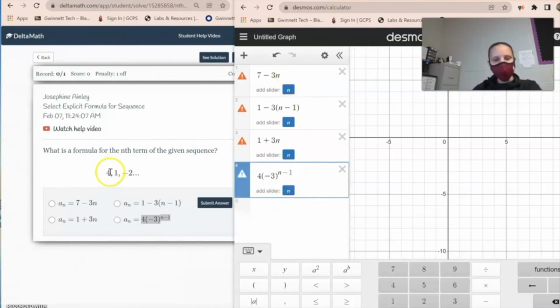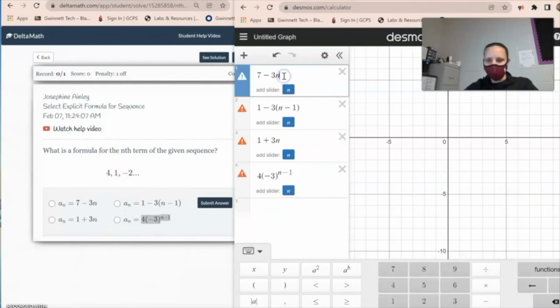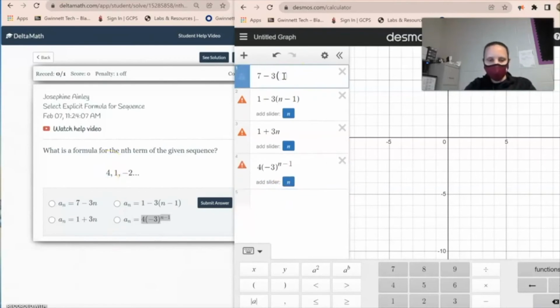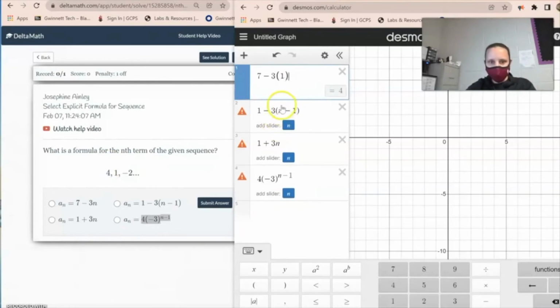And now I'm going to say when n is 1, do I get 4? So I come right here, and I do 1. Did I get 4? I did. All right, what about the second term? So if I put the second one, will I get 1? So if I put 2, do I get 1? I do. And if I put 3, do I get -2? I don't. Okay, so A is not the answer.